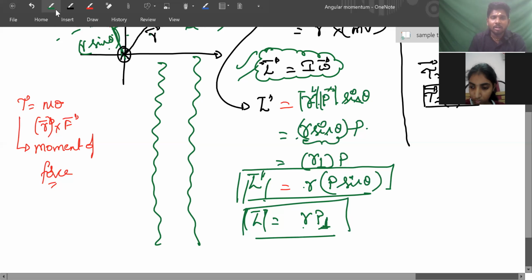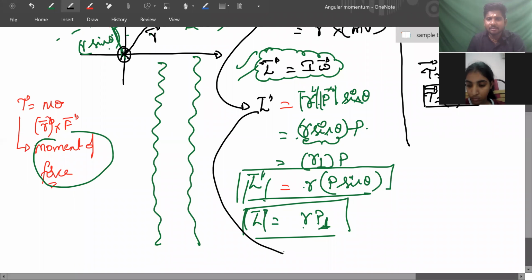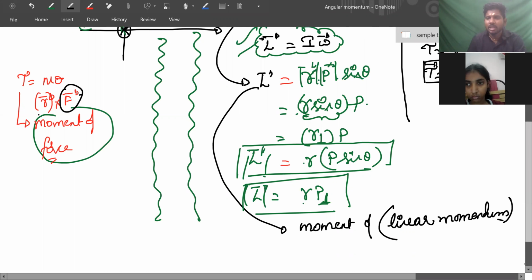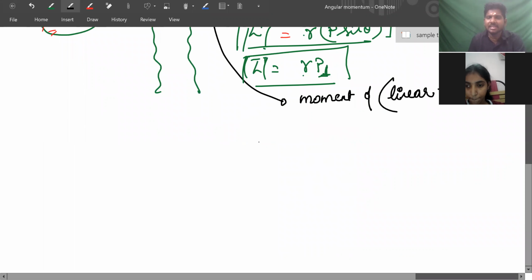Because you called torque the moment of force, we can say angular momentum is the moment of linear momentum. Because r cross F you wrote as moment of force, here also r cross p is the moment of linear momentum. Okay. If in the exam, instead of angular momentum, it is given as moment of linear momentum, then also we'll have the same answer. Got it?